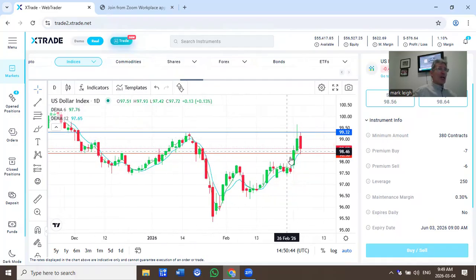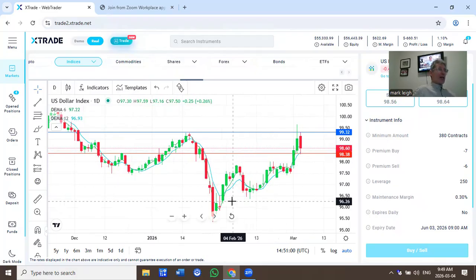Certainly a change in the picture. Red candlestick selling US dollar on the index. You can see the sell-off today. I've got resistance at 99.32 and I've got support at 98.38.